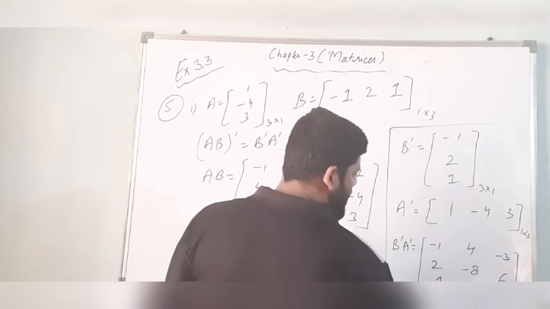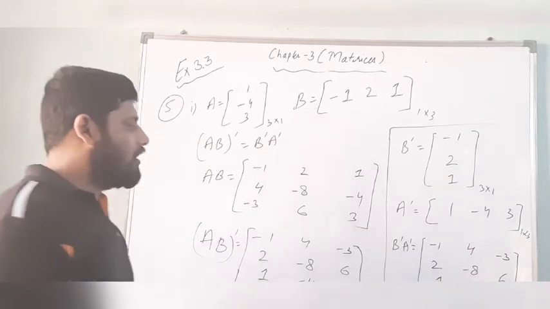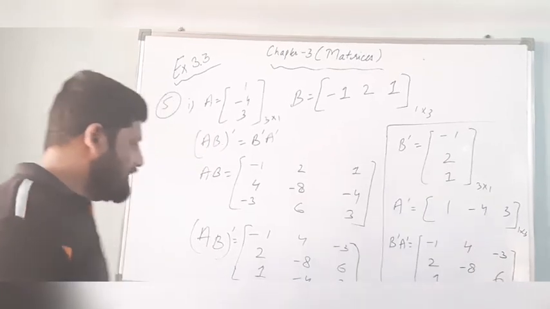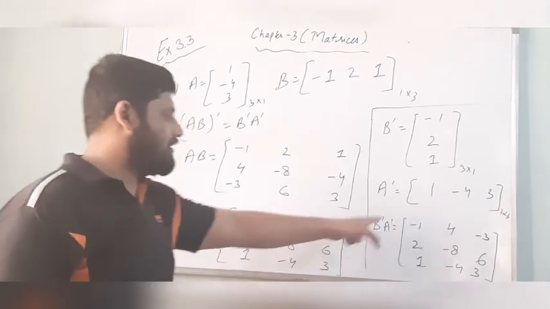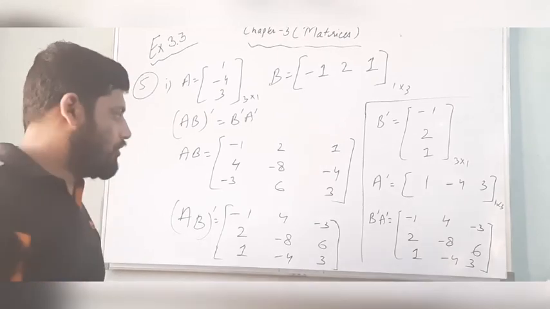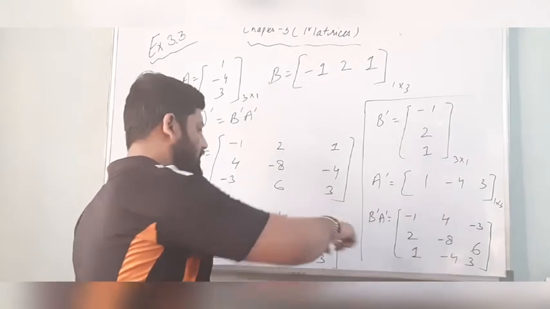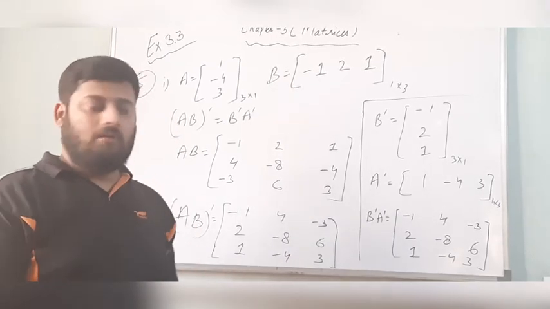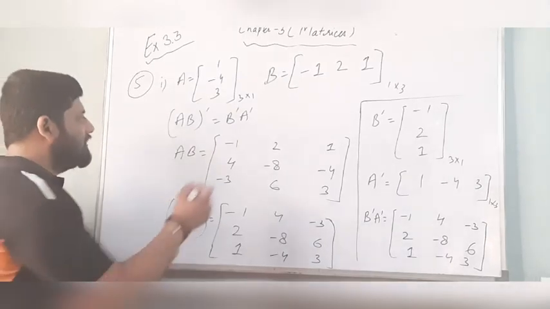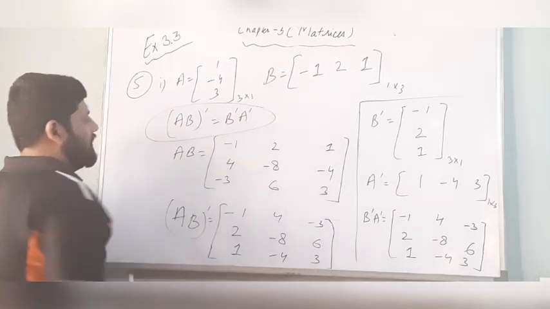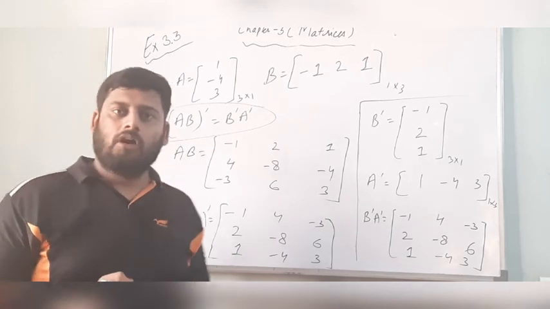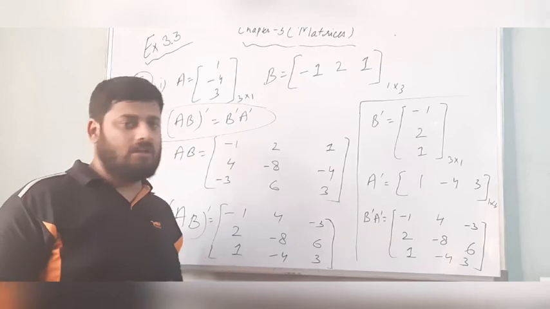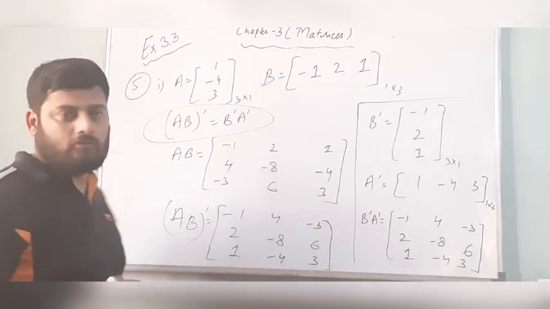That is 1, -4 and 3. So we have got what? B transpose multiplied by A transpose. And we can see that AB transpose is equals to B transpose A transpose. Because both the matrices are equal. We have -1, we have 4, then -3, then 2, -8, 6, and then 1, -4 and 3. So by this we have proved this statement. What is this statement? That AB transpose is equals to B transpose multiplied by A transpose. So is that clear? So copy the question and then we'll move to the next one, that is question number 6.